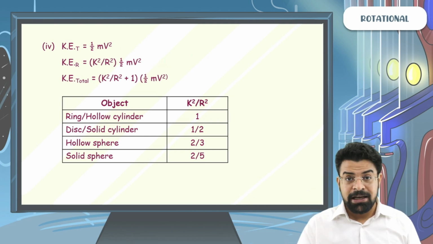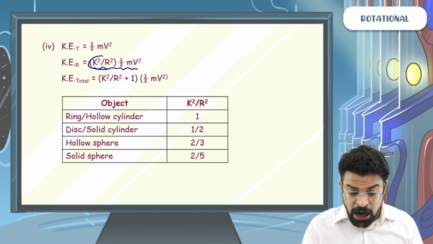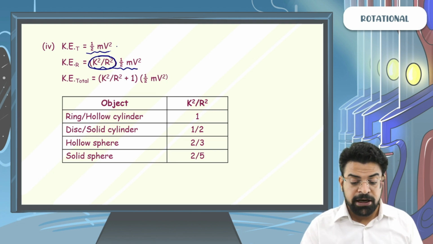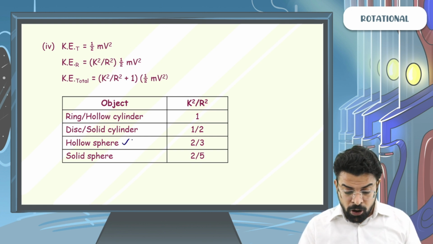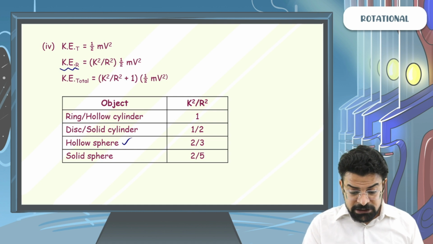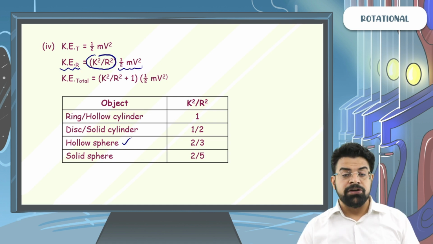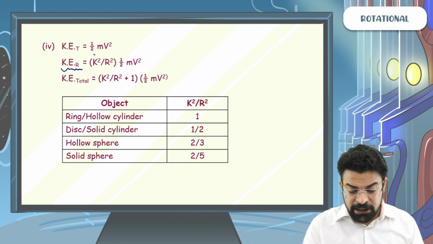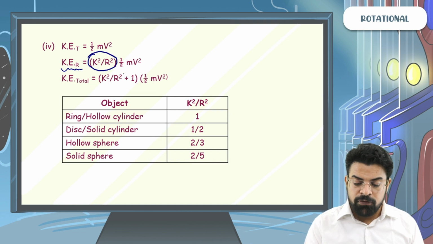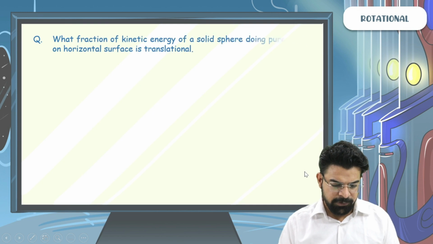Similarly, for a disc, the rotational kinetic energy will be half of translational kinetic energy because k square by r square is half. For a hollow sphere, the rotational kinetic energy will be 2/3 of translational kinetic energy. For a solid sphere, the rotational kinetic energy will be 2/5 of translational kinetic energy. Right? So let's see one example.